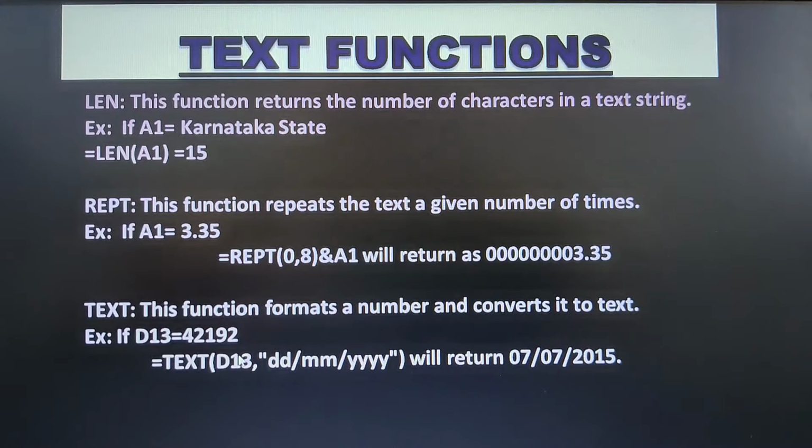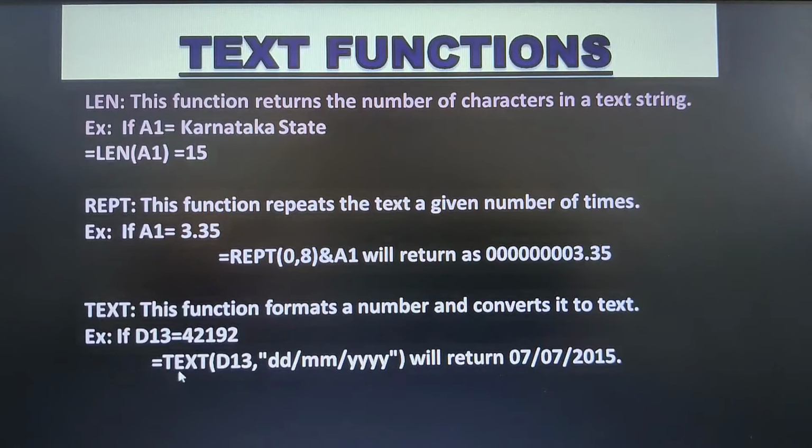Now look at the example over here. D13 is equal to, we have some serial number. I hope already we have discussed some of the date functions, like why this 42192 I have taken. This is one of the serial numbers in Excel which is representing some date. Now here, this is in number format. When I look at this serial number, I will not be able to immediately identify which date it is. So I would like to convert it into the text format.